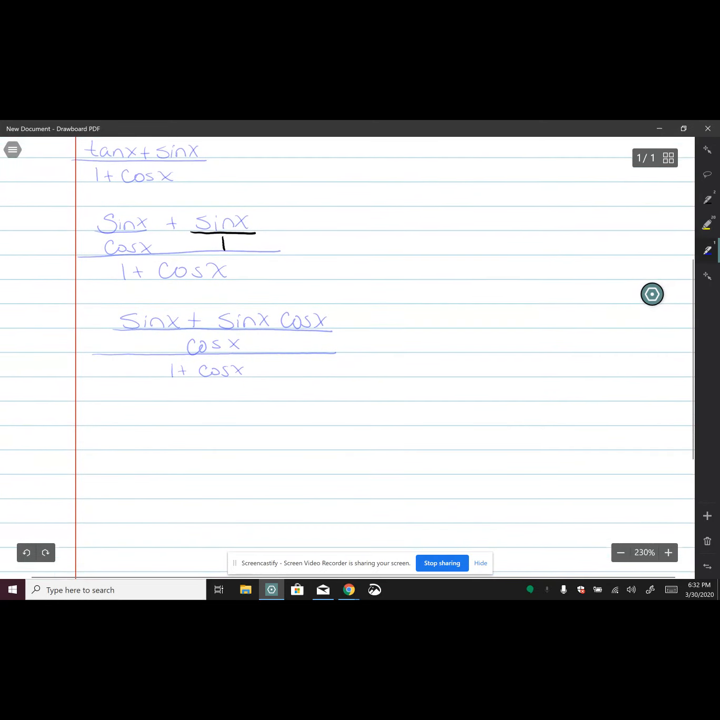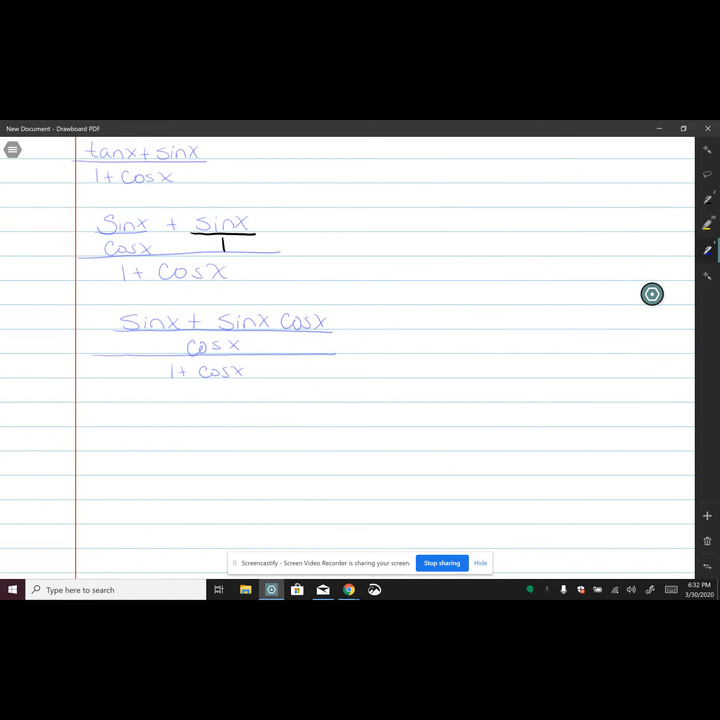Now we're going to go back and use something that we did earlier. So we're going to clean up this numerator still. And notice you have a sine of x and a sine of x. I'm going to go ahead and pull that out. And I wind up with a 1 plus cosine of x all over cosine of x. And this whole thing is all over 1 plus cosine x.